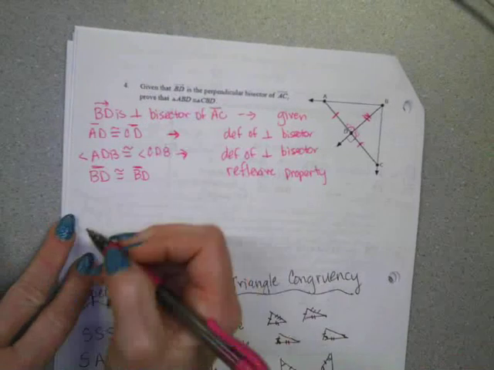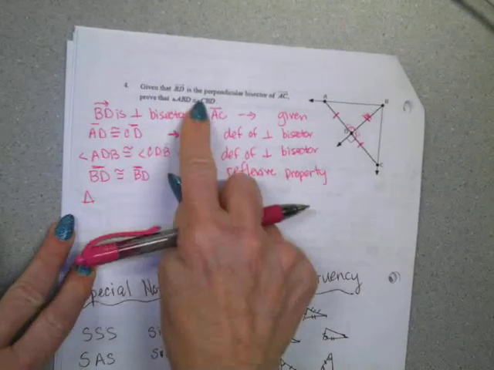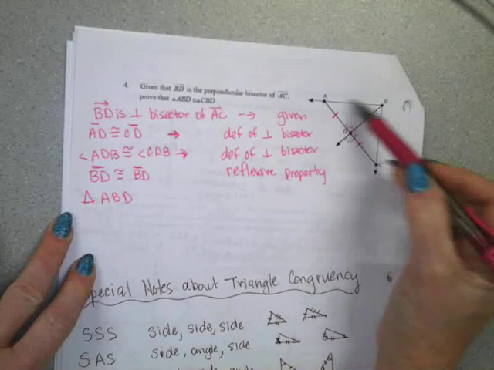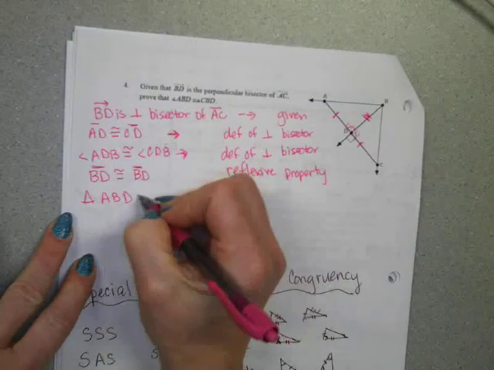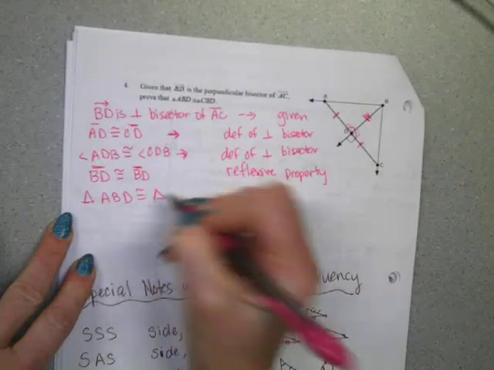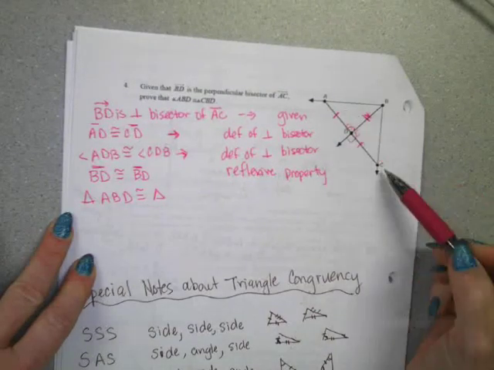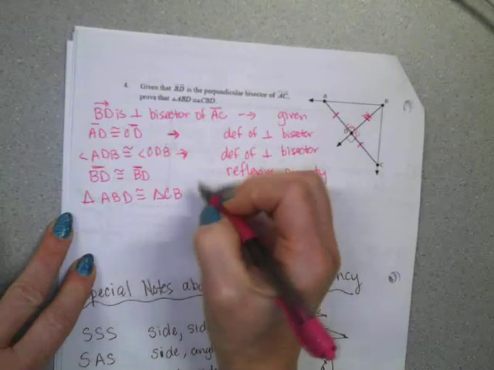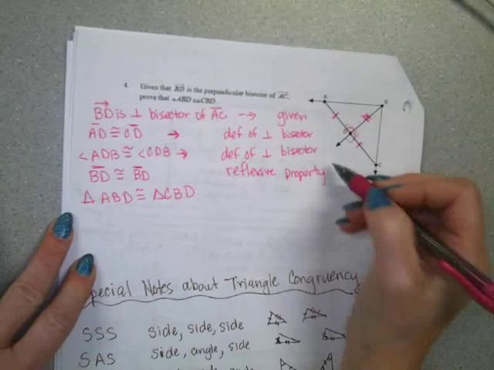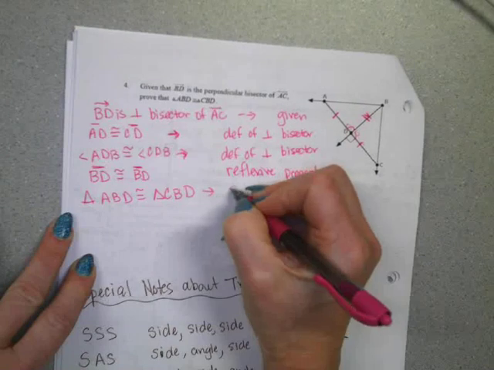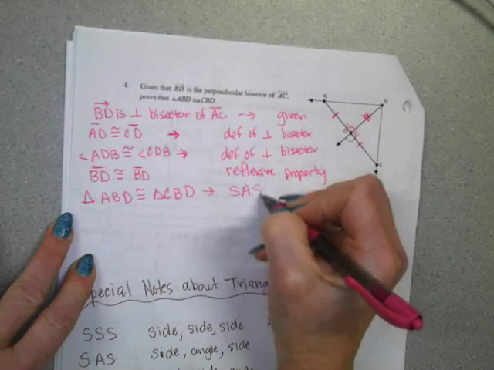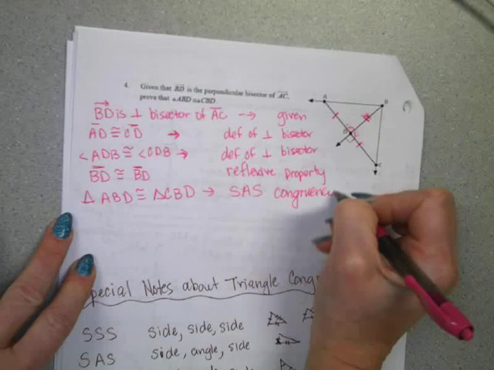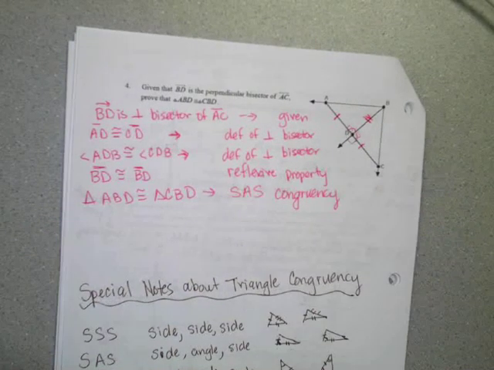So now I can say that triangle, I'm going to write it their way, because that's how I want my proof to end. Triangle ABD is congruent to triangle, so A corresponds to C, CBD, and my reason here will be side, angle, side congruency. I don't have to do any more.